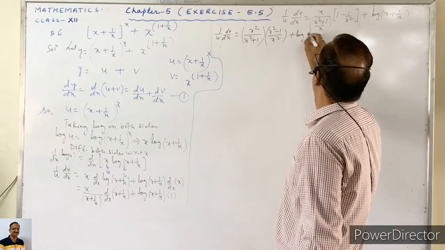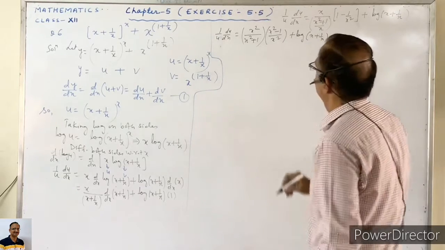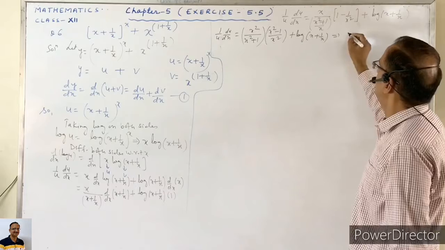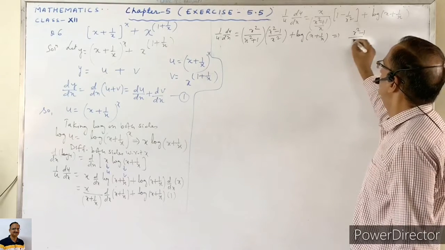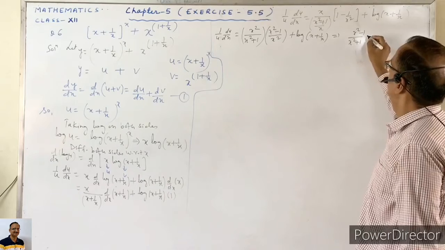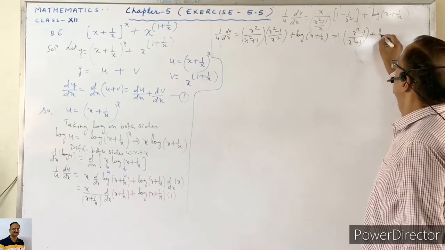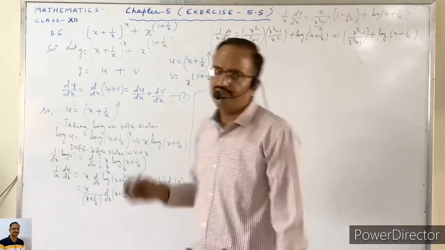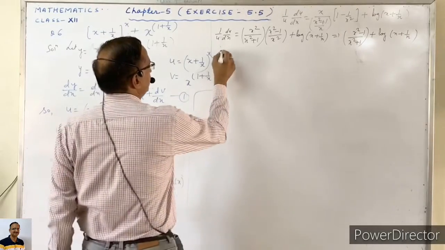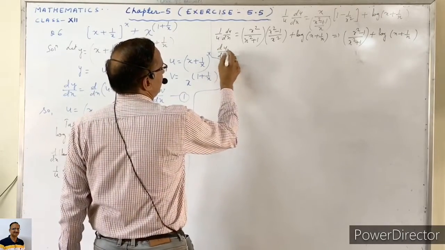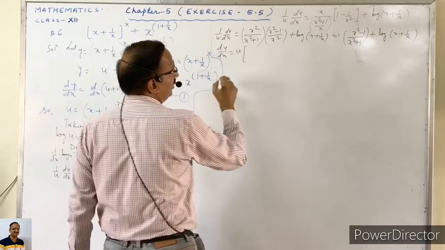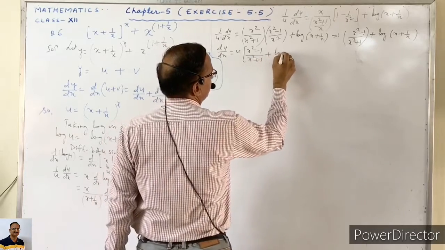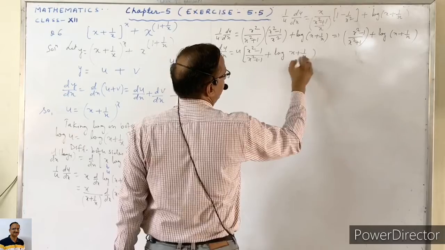This is log (x + 1/x). When we further simplify this, x square will cancel out, and we will get (x² − 1)/(x² + 1) plus log (x + 1/x). Now when we write the value of du by dx, then this u will be in product. This is (x² − 1)/(x² + 1), and this is log (x + 1/x).